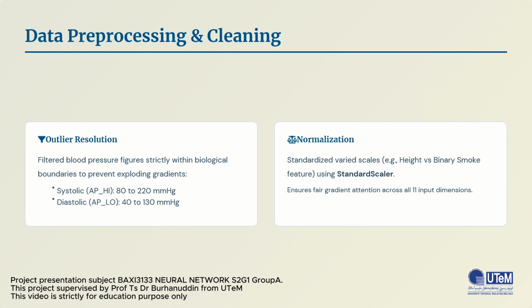To solve this, we filter the blood pressure variables strictly within human limits, such as 80 to 220 for systolic, and diastolic from 40 to 130. For height and weight compared to binary features like smoking, height numbers are naturally much larger than zeros and ones. If left unstandardized, the network's summing junction would mistakenly prioritize larger numbers. We applied standard Z-score normalization to ensure every single clinical indicator receives fair gradient attention from the model.